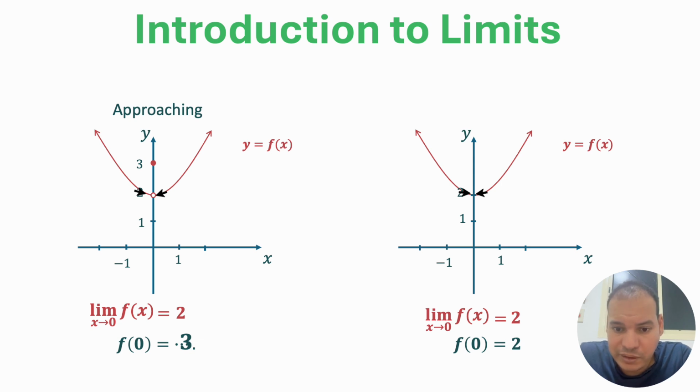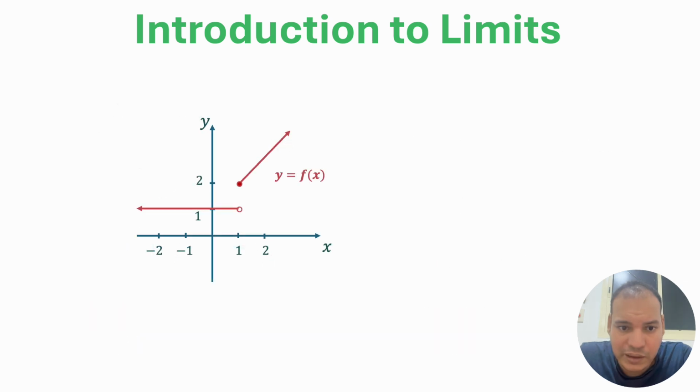Also here, the function f of 0 is equal to 2. Yes, of course, because this is 0 on the x-axis, the corresponding y value is 2 in this case. So the value of the function could be equal to the limit or not, but they are not the same thing, whether they are equal or not. Okay, let's move on. Another question.